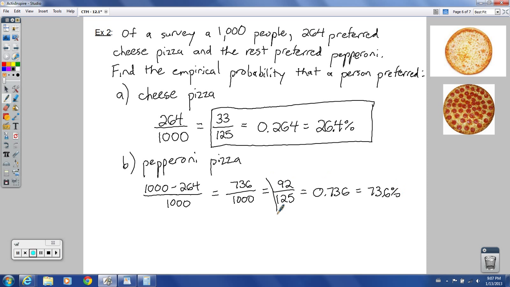73.6%. And you should notice something. That's a weird looking box, but hey, that'll work. You should notice something here. If you add this number and this number together, you get 1, or if you add this percentage and this percentage together, you get 100%.